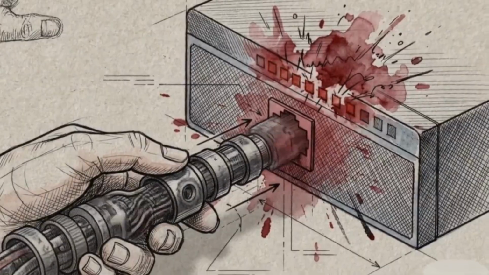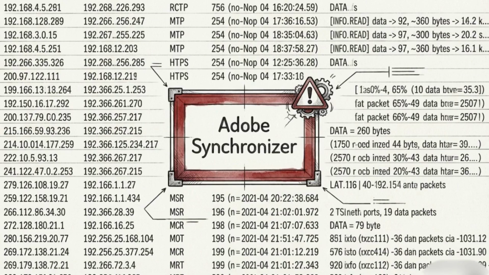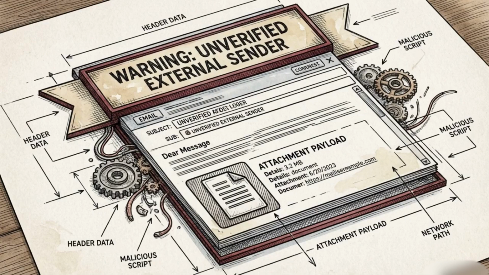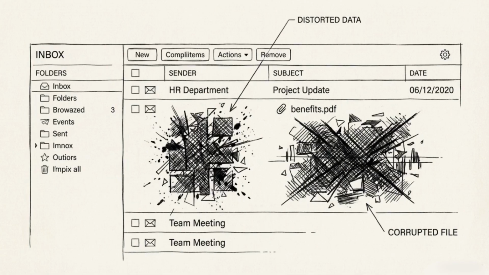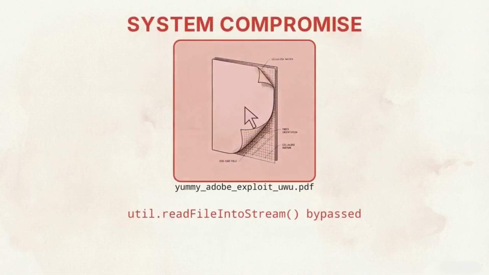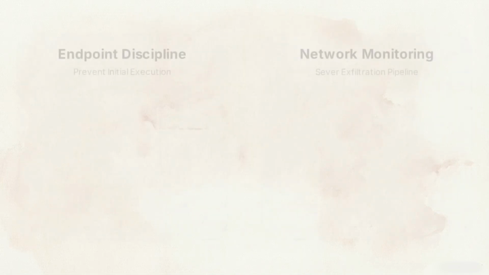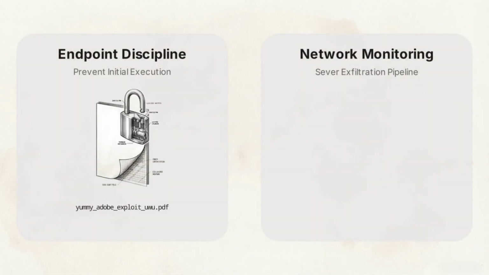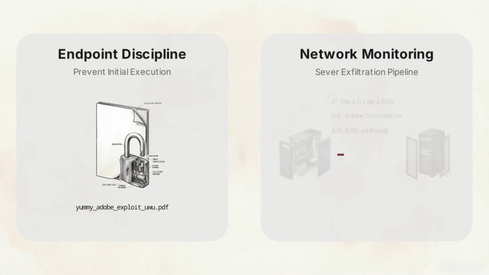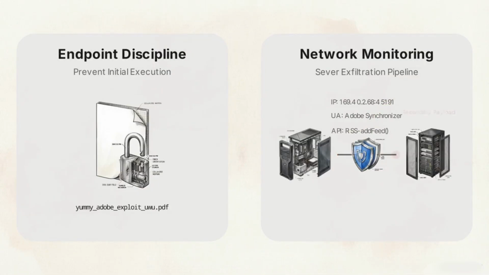Next, network defenders need to configure deep packet inspection rules to catch anomalous HTTP and HTTPS traffic behaviors. The exact indicator of compromise for these inspection rules is the string Adobe Synchronizer, located within the user agent field. On the operational side, organizations must enforce a strict zero-trust policy for all incoming PDF documents. Because this relies on a zero-click execution chain, familiar sender addresses and benign file names offer no protection. Simply opening the document compromises the system. Neutralizing this threat requires a dual approach: endpoint discipline to prevent the initial execution, and aggressive network monitoring to sever the exfiltration pipeline before the secondary payload can arrive.